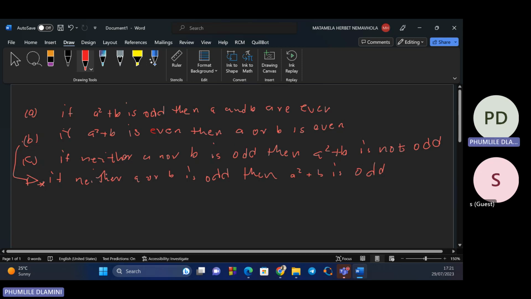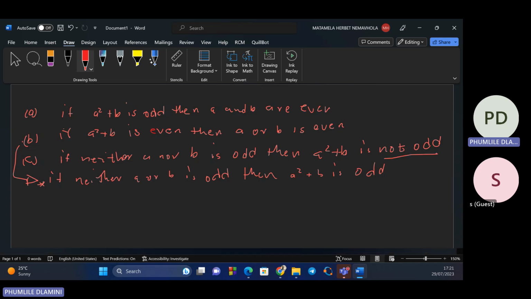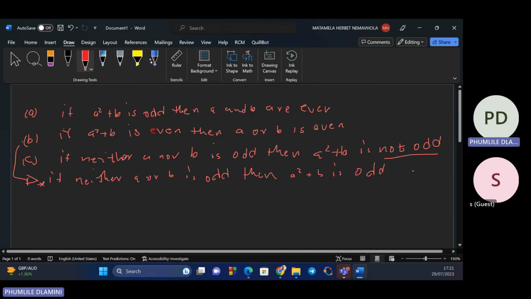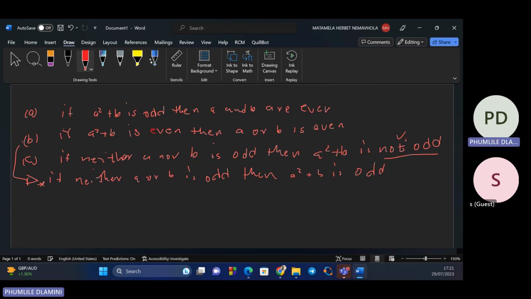You see, that one says if both A and B are even. So if I say if neither A nor B is odd, then A squared plus B is not odd, which means it's even. So even there, you will see at the end that A plus B squared is even. Not odd means that it is even. So this one is also correct. It's just that the way we wrote them is different. We use different words, but it means the same thing.